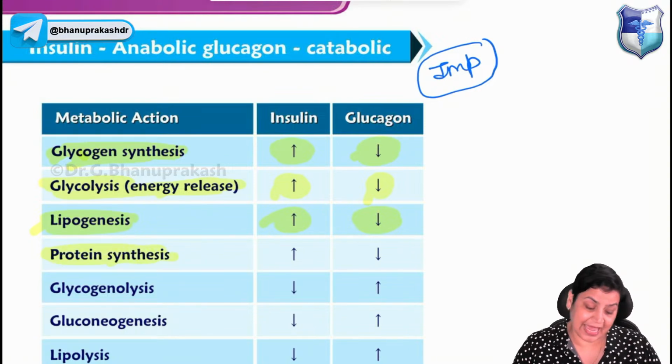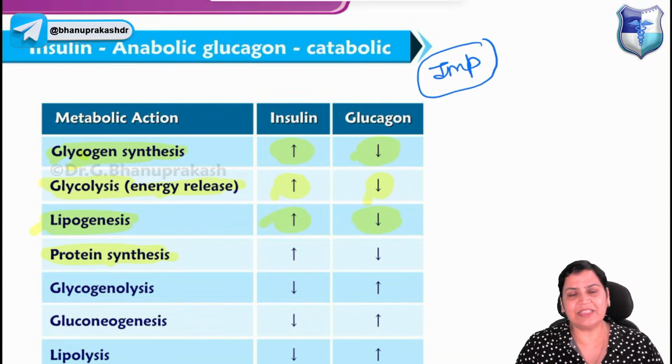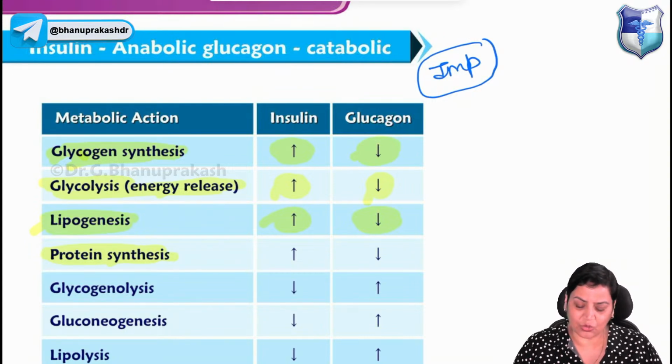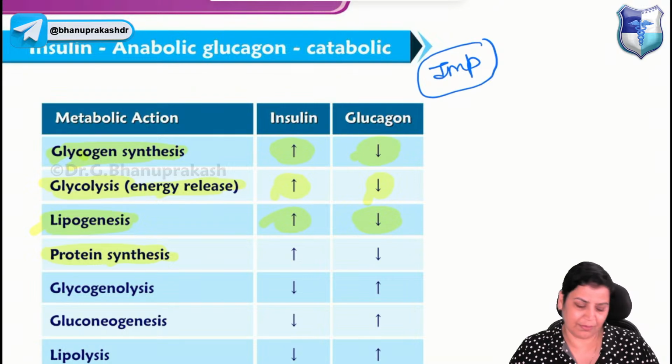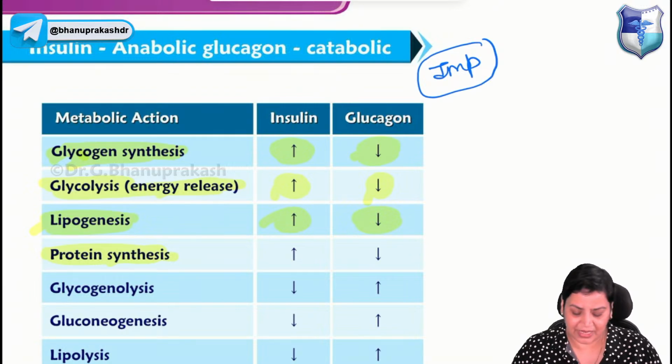Protein synthesis, anabolic, you have to understand what are anabolic processes, but always remember one thing, glycolysis is an exception, right? And glucagon accelerates all the catabolic processes. Here, gluconeogenesis is an exception. But that is all you have to remember. Otherwise, it is very simple to understand.